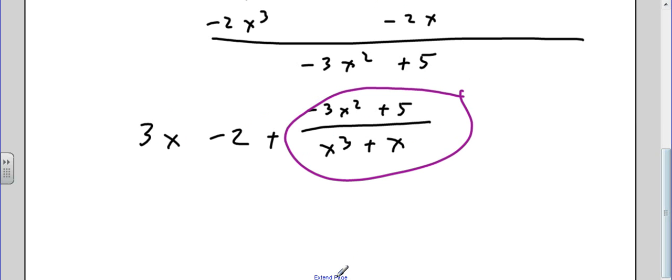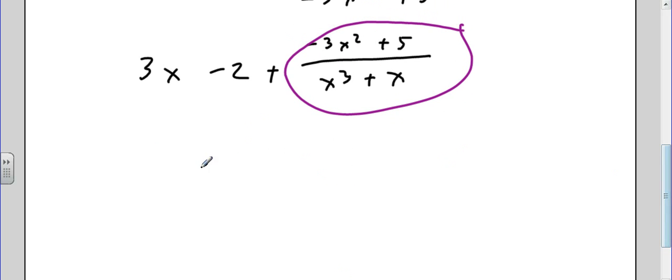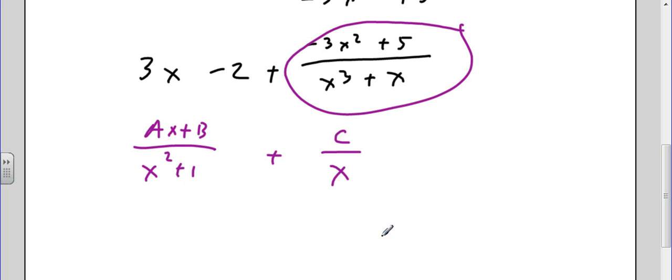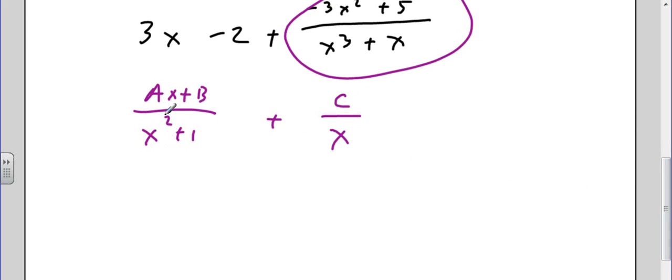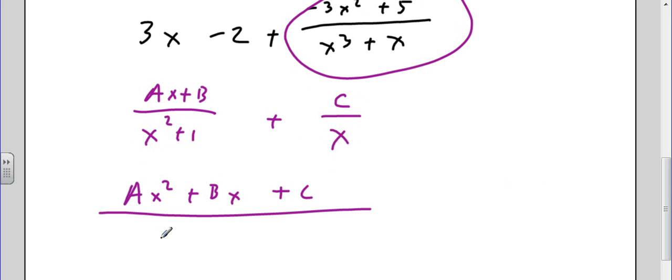All right, so that's what I'm going to do. I've got x squared plus 1, and I've got an ax plus b on top, and then I've got a c over x. And now I'm going to have to figure out what a, b, and c are. So finding a common denominator, I have ax squared plus bx plus c over x squared plus 1. No, I don't. X squared plus c. No, I do.